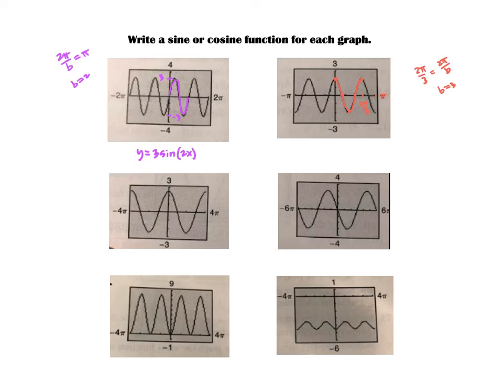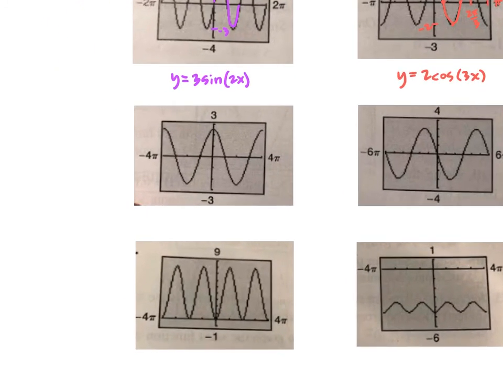Looks like we have a vertical stretch, no reflection involved. It looks like we have a max value of 2 and a min value of negative 2. Therefore, y would equal 2 cosine, whoops, almost wrote sine, of 3x. All right, let's move to the next one. Very similar.